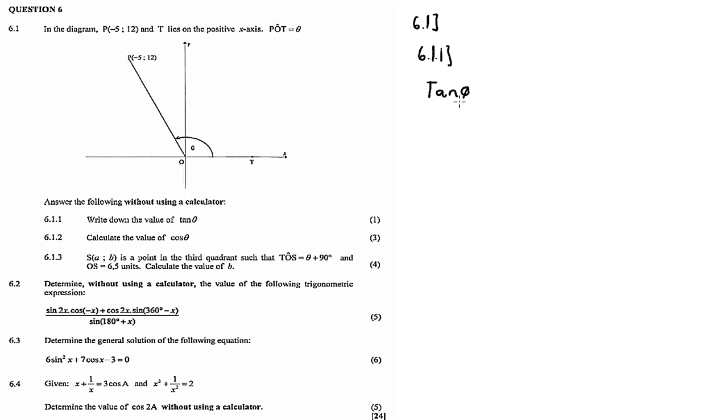Tan theta is equal to y over x, right? Y over x, which is what? Opposite over adjacent. It's opposite over adjacent. So the opposite is what? The y value, 12, and then the x value is what? It is minus 5. So our answer is minus 12 over 5.